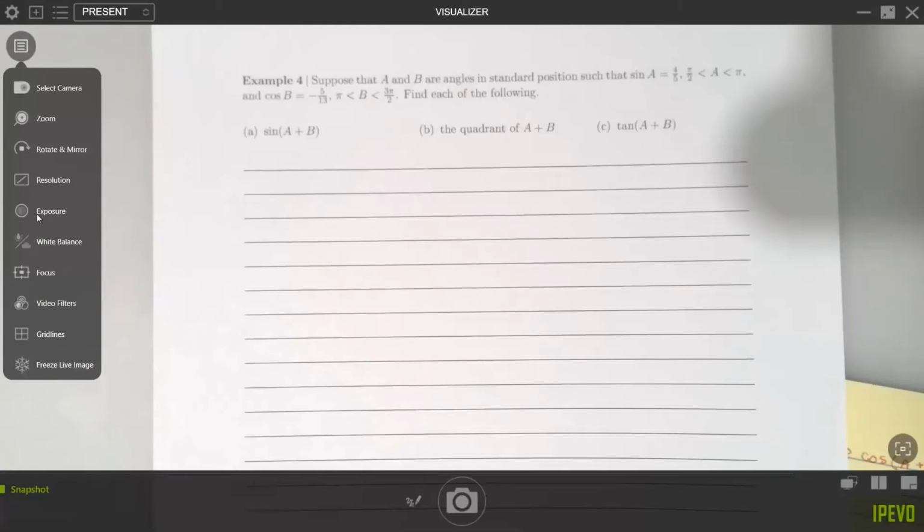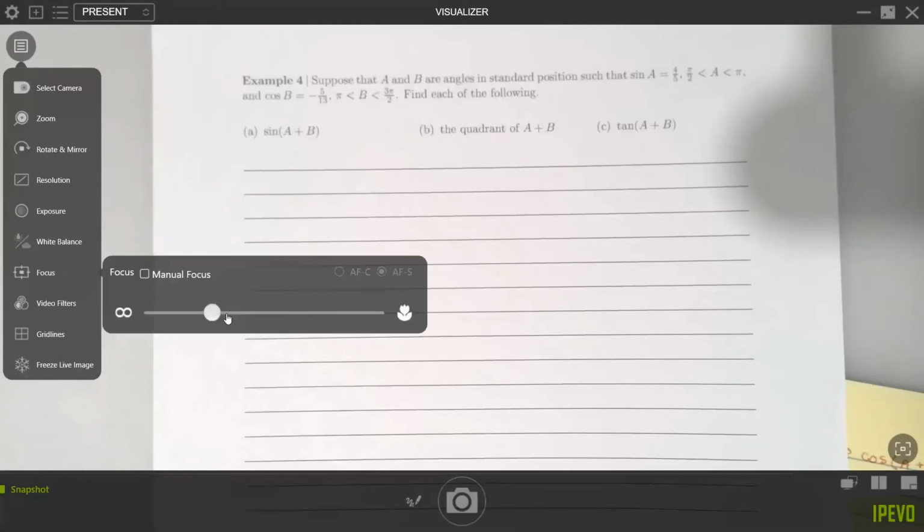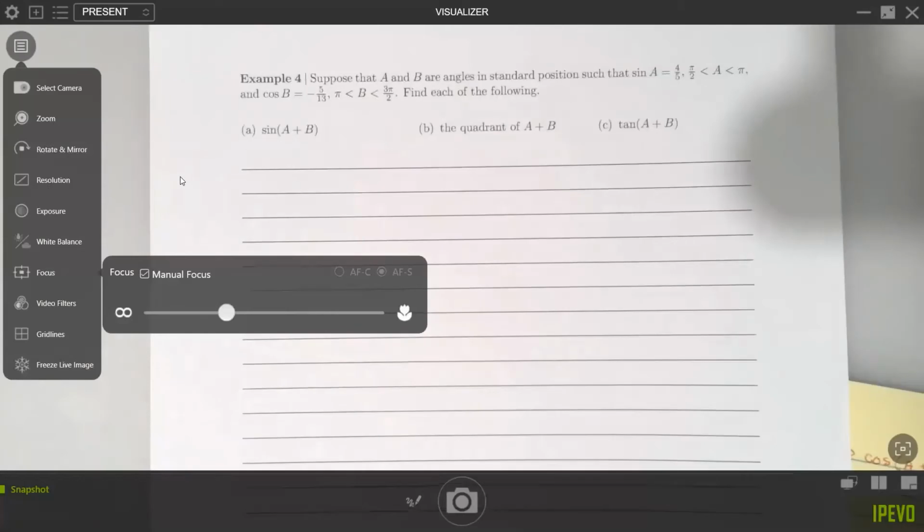Now, let me just try to fix the focus a little. I think it's blurry. There we go. That's a lot better.